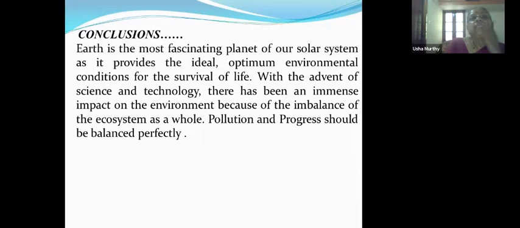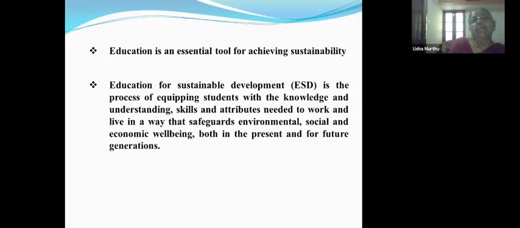And then the other conclusion is, Earth is the most fascinating planet in our solar system, as it provides the ideal, optimal environmental conditions for the survival of life. It could be human beings, animals, plant life, flora, fauna, anything. With the advent of science and technology, there has been an immense impact on the general environment because of the imbalance of the ecosystem as a whole. So pollution and progress are like 2 sides of a coin, but they should be balanced perfectly, so that our general health and general environment are taken care of.